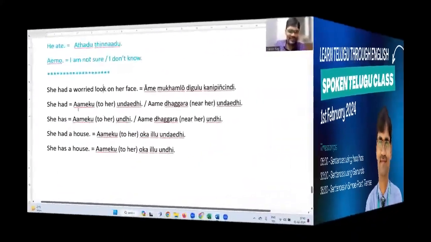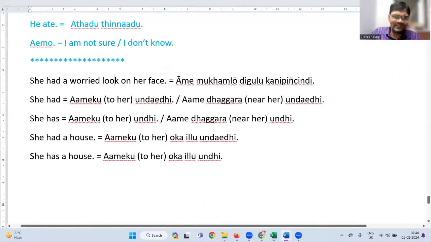Yesterday we were discussing something. Let's continue the same sentence. Up to here, I think it is clear. She had and she has. Whenever you are practicing something, if we have come from past to current time, you need to use this type of ending. But this one will not change based on the subject.